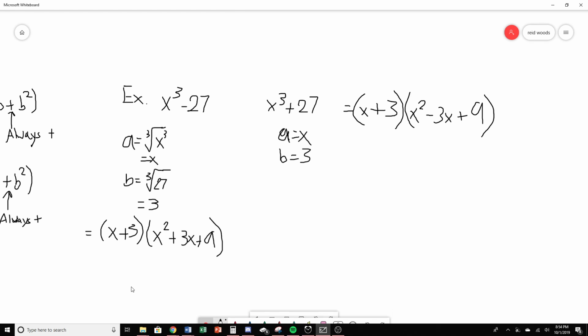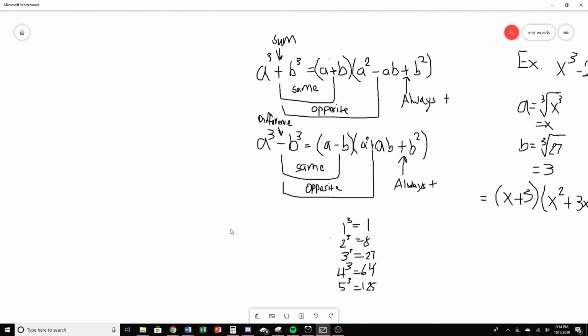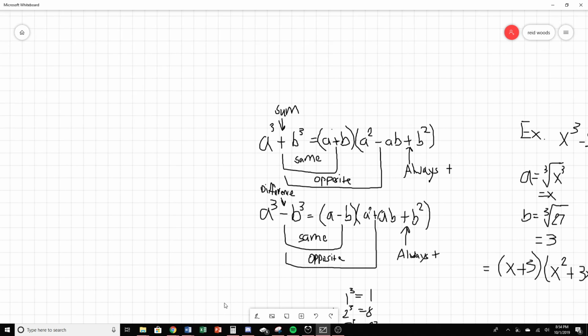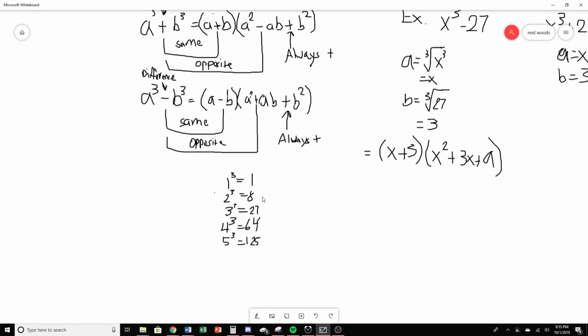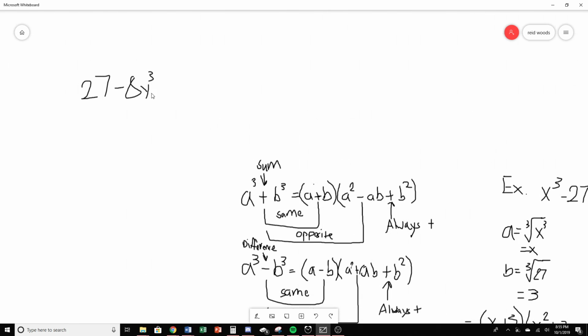Now I want to do one more example here, and then I'm going to work one inside of the study guide I gave you guys. So here's the question. It's going to be 27 minus 8y cubed, okay? So again, I'm recognizing that everything in here on both expressions, so on this left part and this right part, they all are cubes. And you can see the numbers are here, 8 and 27, and then I have a power of 3.